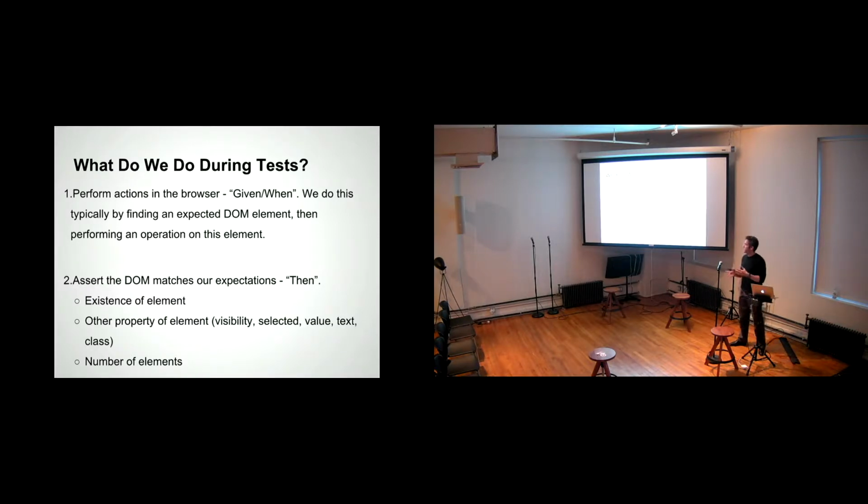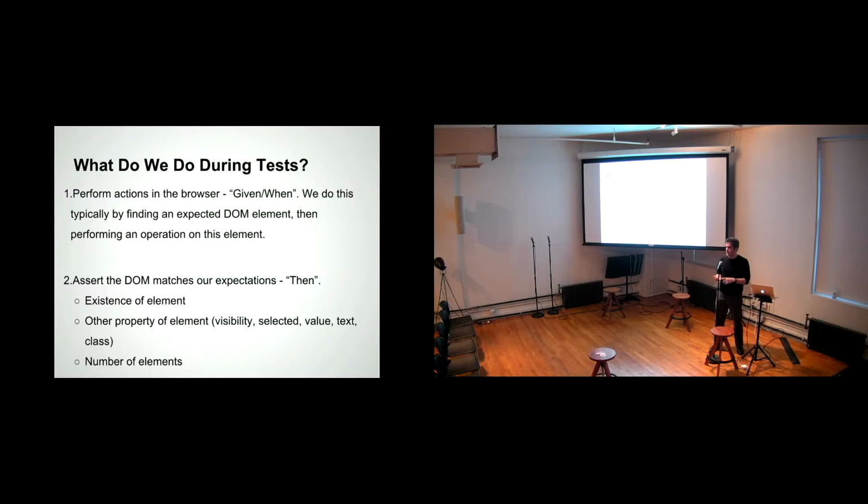So quickly, what do we do in tests? That's just true for any test, right? We perform actions in the browser. If you talk about the Gherkin approach, that's like the given and the when, if you're familiar with Gherkin. Typically, we find an expected element in the DOM, and then we do something with that. And the next step is we assert that the DOM matches some expectations. So that's the then part.